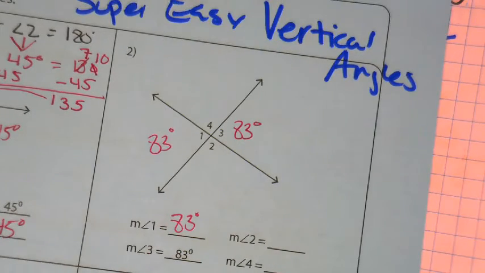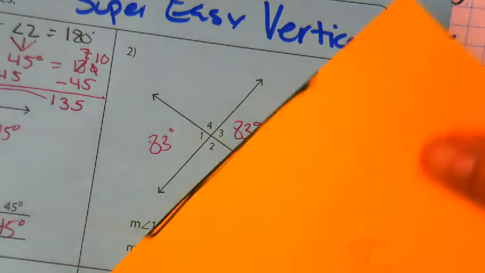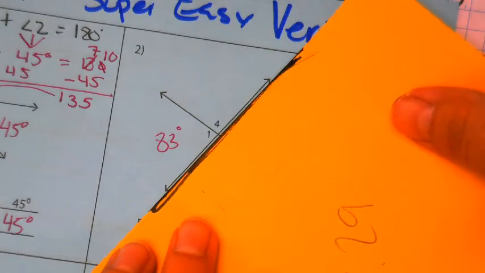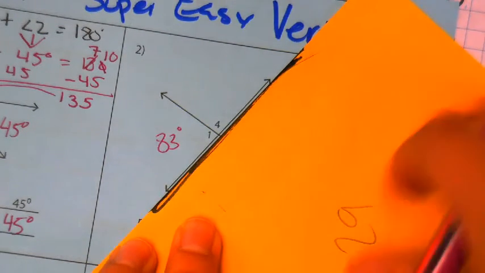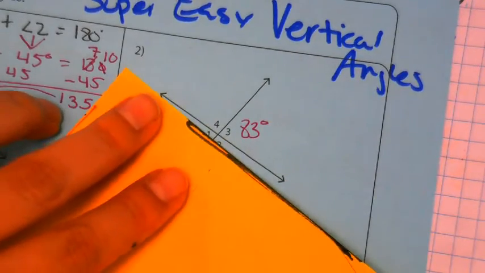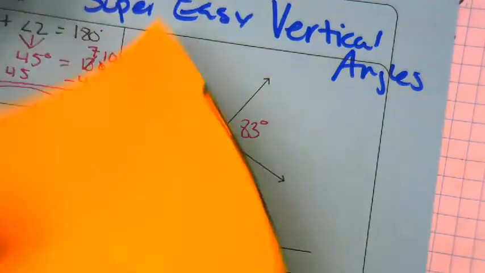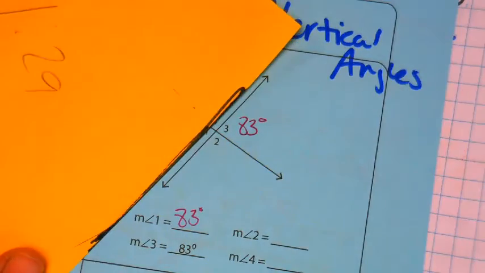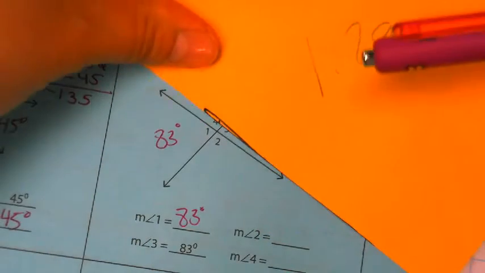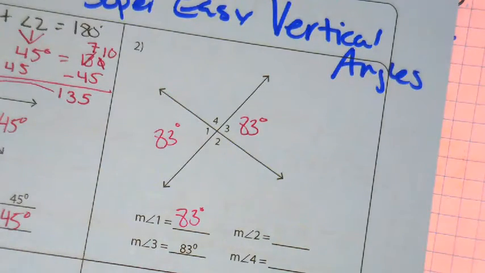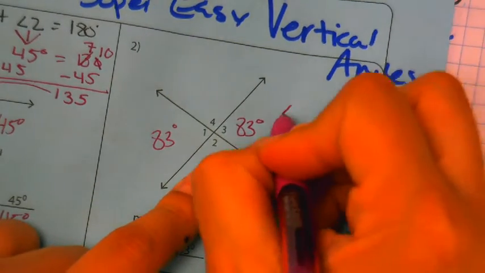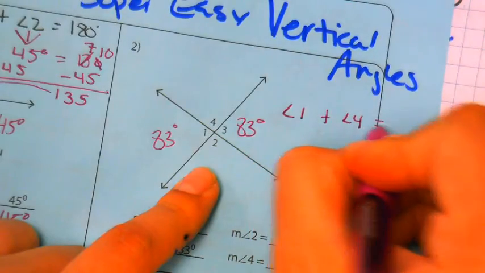What makes a straight line? What two angles make a straight line? 1 and 3. No. 1 and 4. Yeah, 1 and 4. You guys see that straight line right there? You could have also said 4 and 3. You could have also said 3 and 2, right? Or 1 and 2. Just pick 2, right? But you can't pick 1 and 3. Okay, let's do 1 and 4. So angle 1 plus angle 4 equals 180.